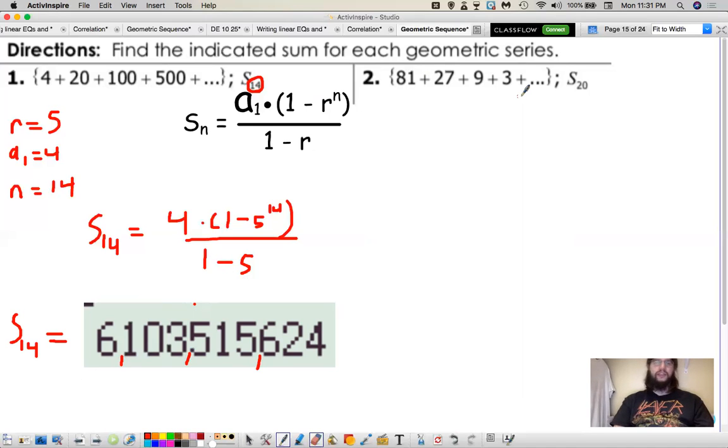Here we're going down. Looks like we're dividing by 3. Yes, we are. r is 1/3. a1 is 81. And in our case, n is 20. Plug that info in and see what happens. Hopefully not as crazy as the previous one.